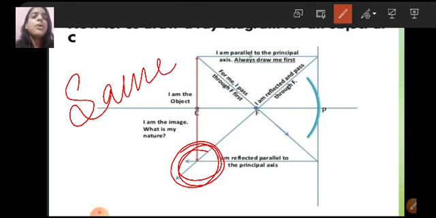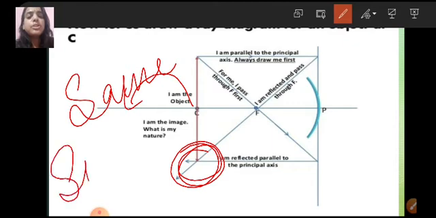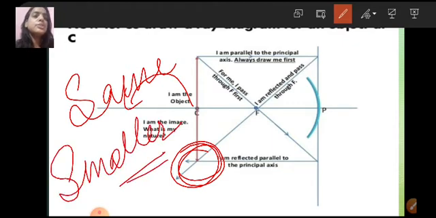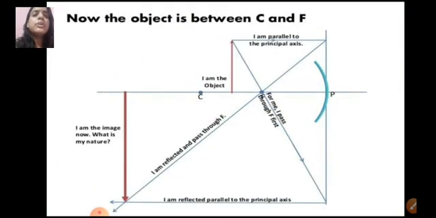That is, if the object is kept at center of curvature, then the size of the image will be the same. When it was beyond center of curvature, the size was smaller. So you can see what is happening to the size of the image when it is moving closer to the mirror. Moving on, now the object is between C and F.